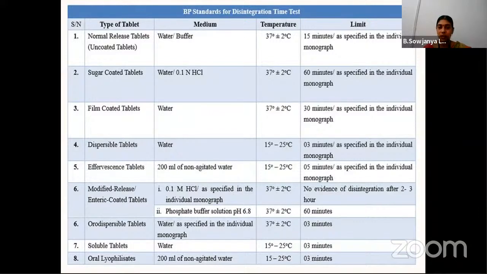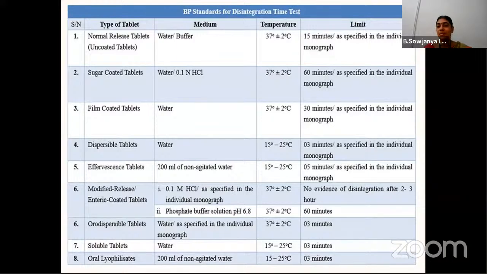And also sugar-coated tablets, either with the help of water or 0.1 normal HCl. The temperature is the same. Within 60 minutes, it should be disintegrated. And film-coated tablets, a 30 minute time interval. And dispersible tablets, 15 to 25 degrees temperature is sufficient within 3 minutes. Okay, the oral dispersible tablets and the dispersible tablets.